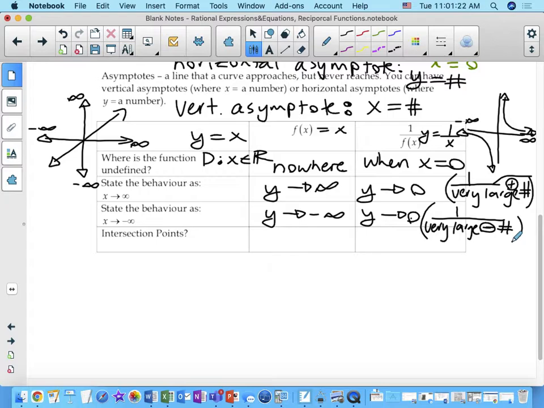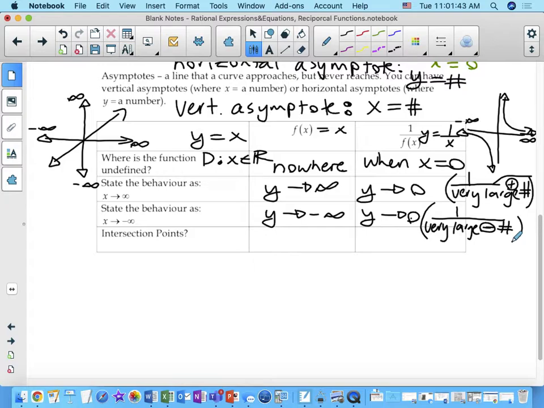Okay? And because y approaches 0 as x approaches infinity, this becomes a horizontal asymptote, right? Because the y values are both approaching 0. Okay? So this y equals 0 is a horizontal asymptote.